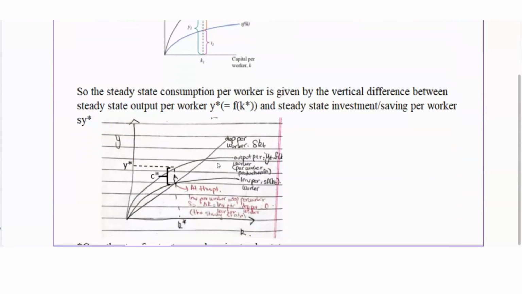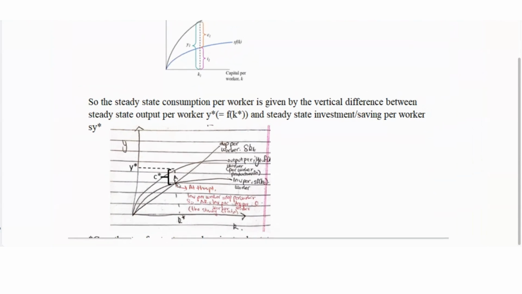So steady state consumption per worker is given by the vertical difference between steady state output per worker y star and steady state investment or savings per worker, s y star, right? So this vertical difference is c star. It's the vertical difference between y star and i star. i star would be this, so y star minus i star is c star.